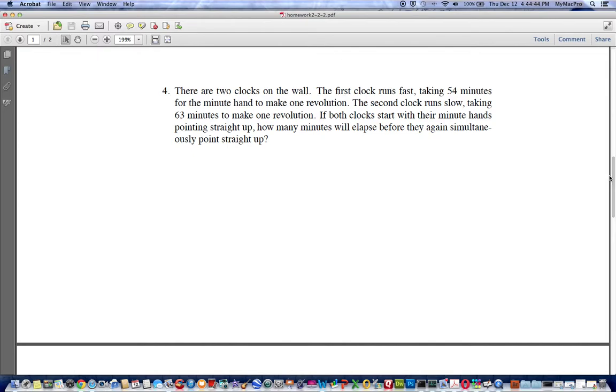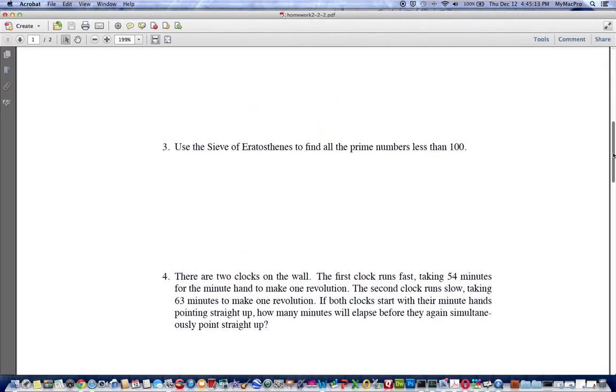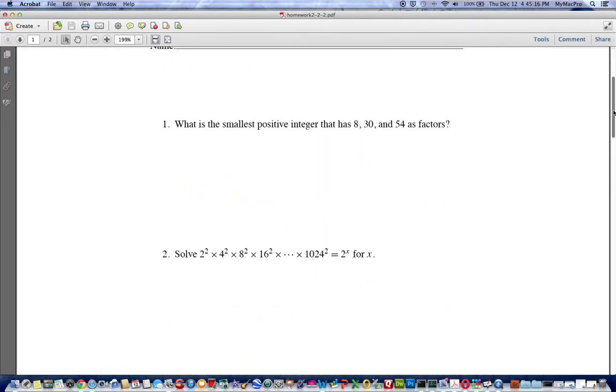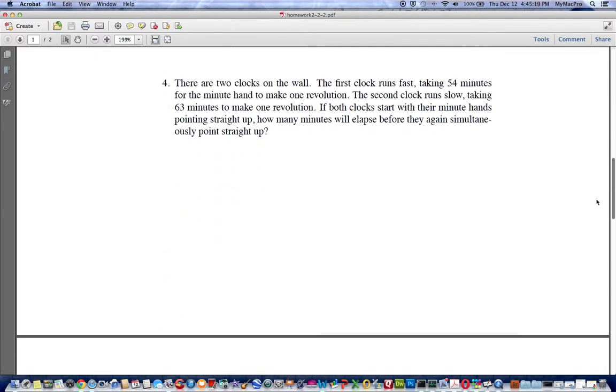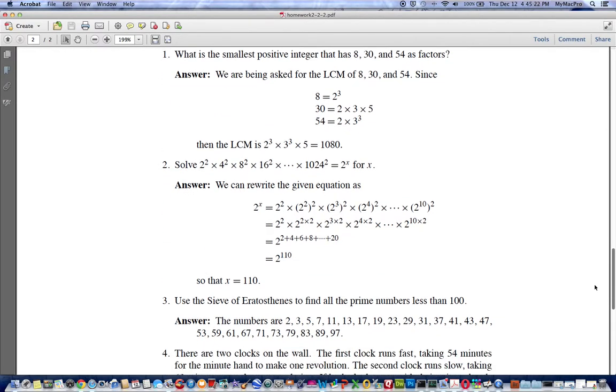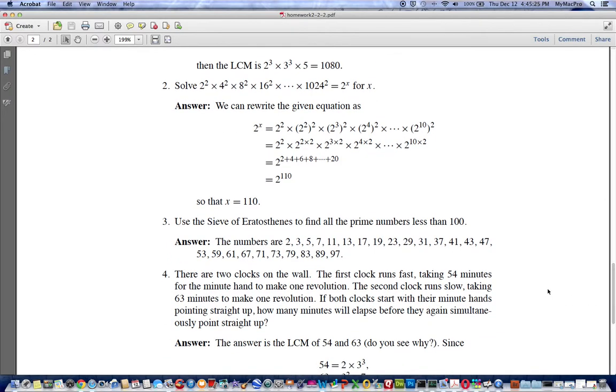Here, there are 2 clocks on the wall. The first clock runs fast, taking 54 minutes for the minute hand to make 1 revolution. The second clock runs slow, taking 63 minutes to make 1 revolution. If both clocks start with their minute hands pointing straight up, how many minutes will elapse before they again simultaneously point up? If you look at all these questions, they all seem to be number related. So let's see how you go.